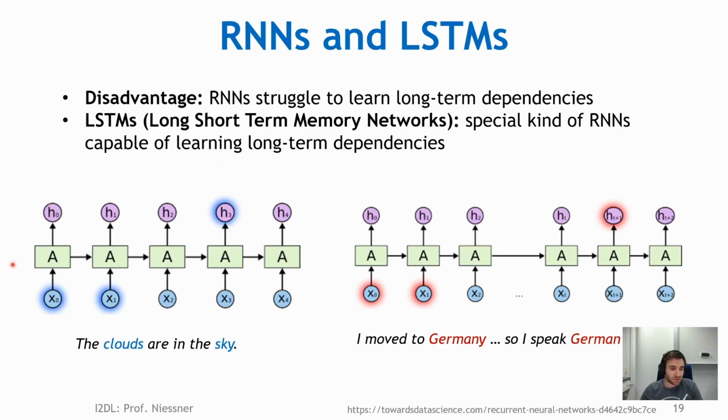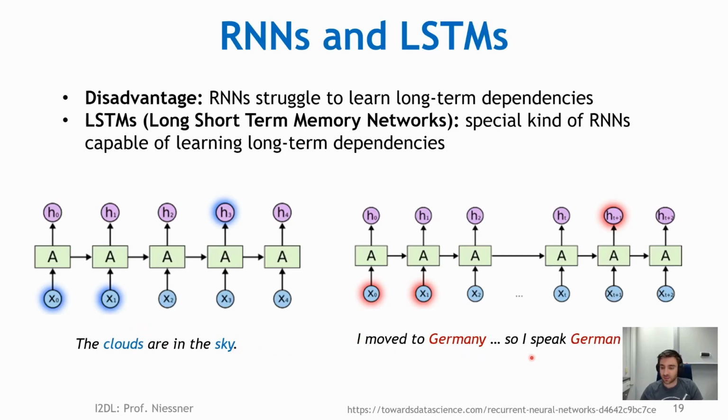If we compare different cases, on the left side we have a rather short sentence, and on the right-hand side we have a pretty long sentence. If we first look at the left, the sentence is "clouds are in the sky." The interesting idea is that the words clouds and sky are highly related. Because the sentence is so short, the RNN is usually still able to capture this relationship between clouds and sky.